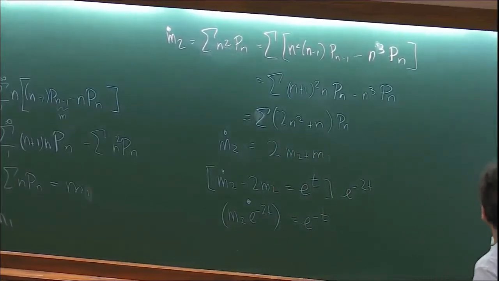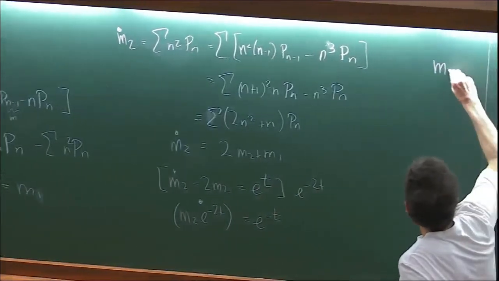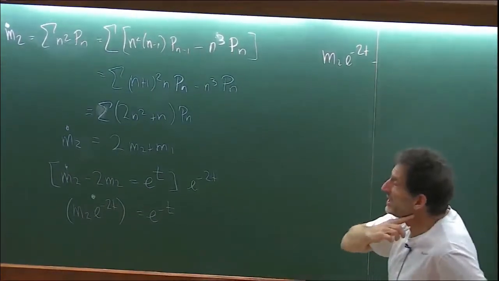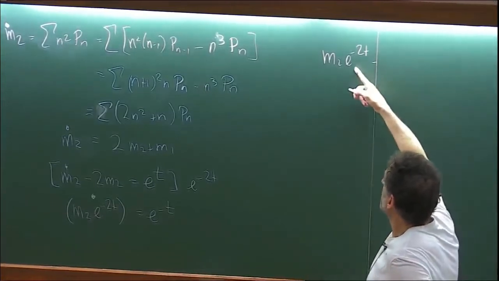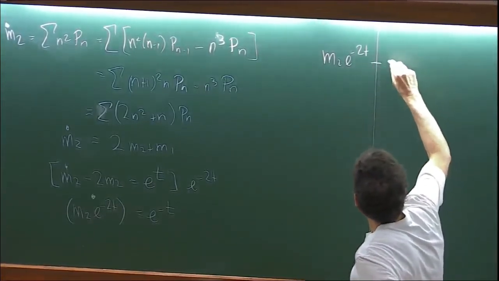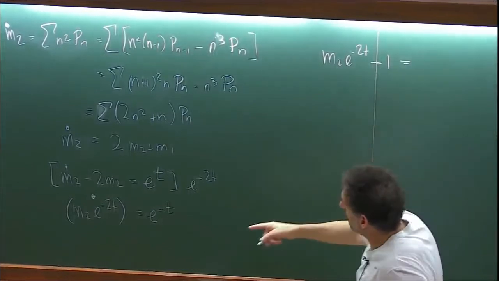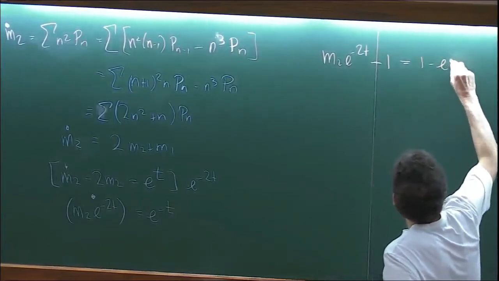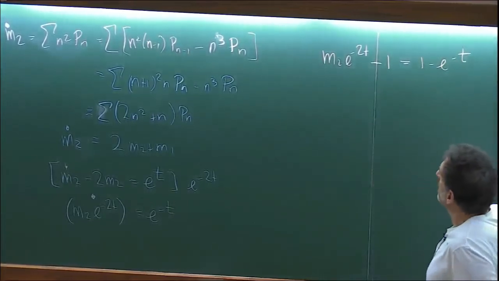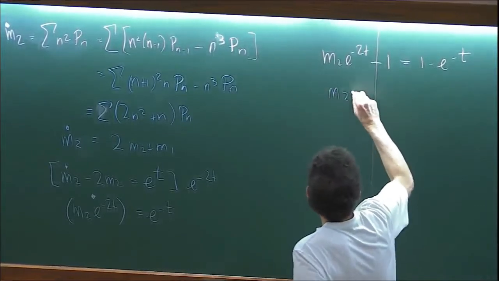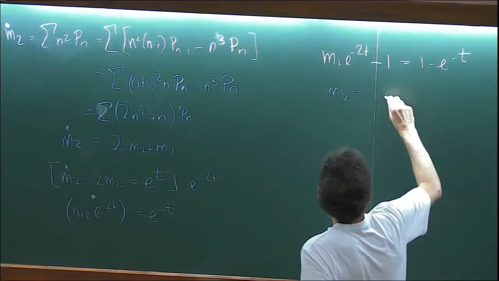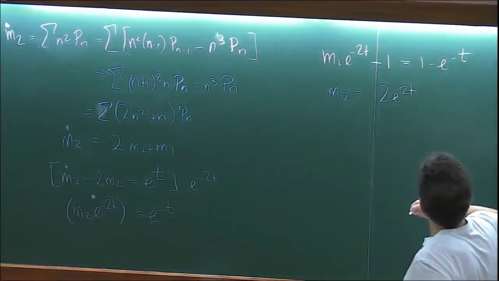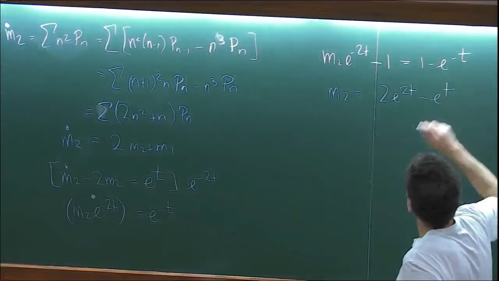And so I integrate this equation, and I get m2 e to the minus 2t minus m2 e to the minus 2t at t equals 0. This is 1, and this is 1. So m2 e to the minus 2t minus 1 is equal to, and then I have to integrate e to the minus t. And so that's 1 minus e to the minus t. So finally, m2 is equal to 2 e to the 2t minus e to the t.